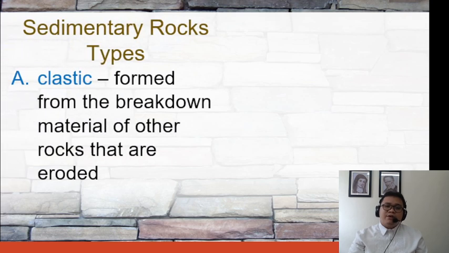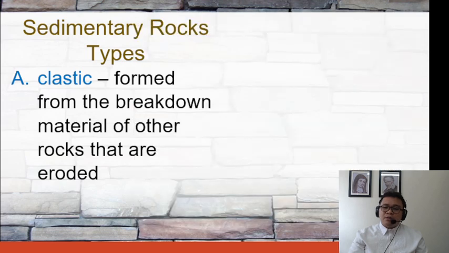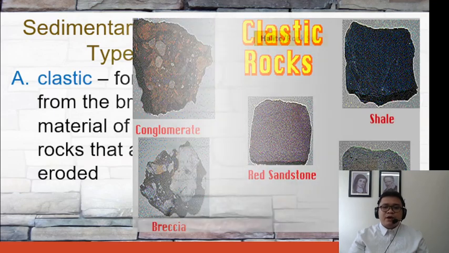So we have sedimentary rock types. We have clastic. That means they are formed from the breakdown material of other rocks that are eroded. An example for this is conglomerate, breccia, red sandstone, shale, and gray sandstone. So when you say clastic, that means they are from the broken down materials from other rocks that eventually eroded, and have been accumulated for many years to form sedimentary rocks.